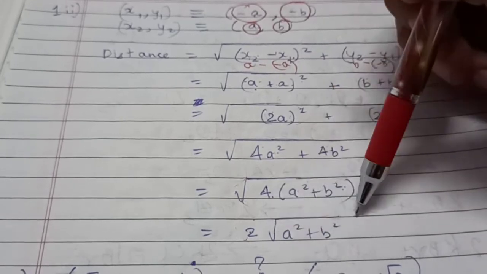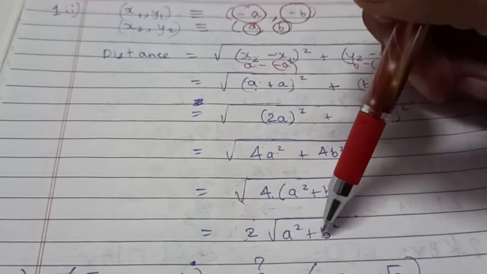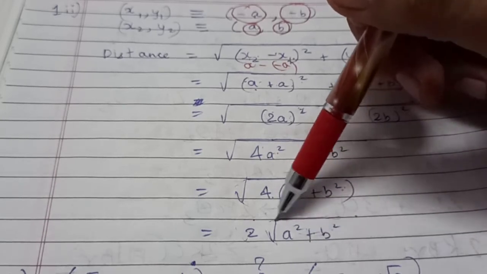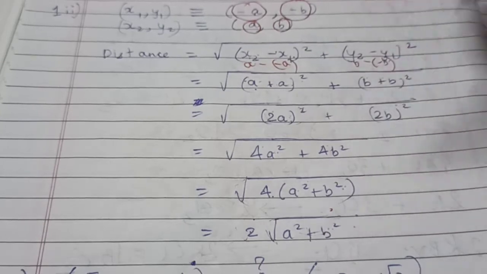The umbrella will remain. No, it won't become a plus b. There is a plus sign here. So we can't remove the square root of this. This is the final answer.